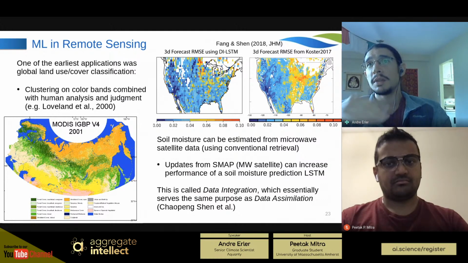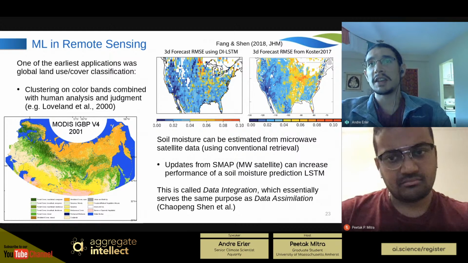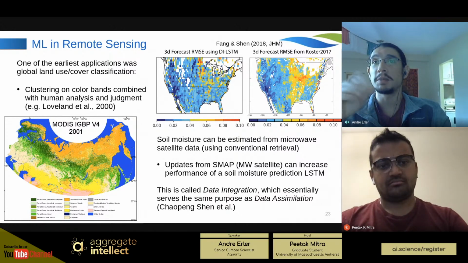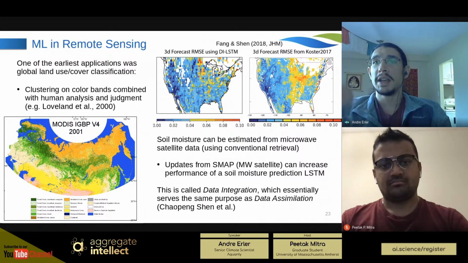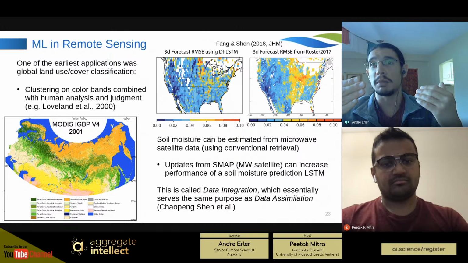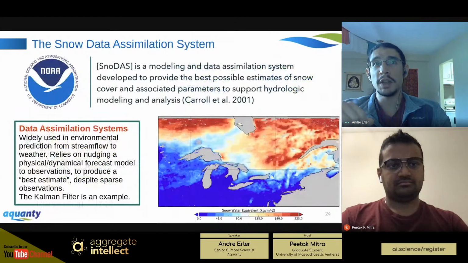And yeah, so then there are much more complicated methods now that look at tracking soil moisture from microwave satellites. I won't get too much into detail on this, but this is a very interesting topic as well. And data integration between hydrological LSTMs, for example, that integrate microwave satellites. And there's a lot of stuff on that.